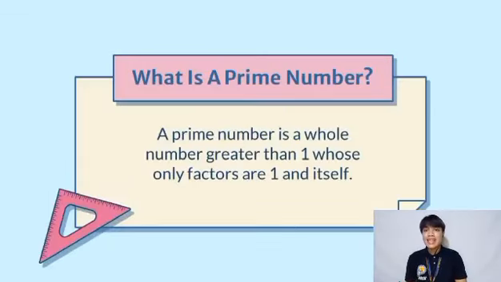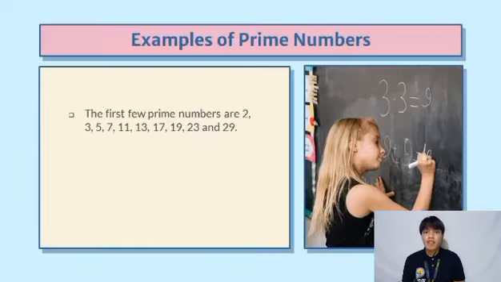But before we dig deeper into our lesson, let me give you a little peek about prime numbers. What is a prime number? A prime number is a whole number greater than 1 whose only factors are 1 and itself. A factor is a whole number that can be divided evenly into another number. The first few prime numbers are 2, 3, 5, 7, 11, 13, 17, 19, 23, and 29.